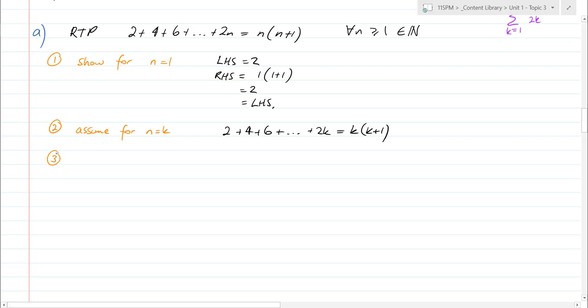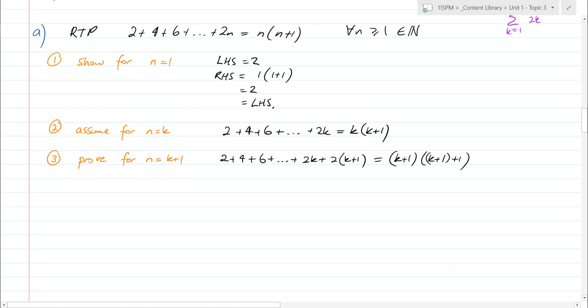Step 3, prove for n equals k plus 1. So I'm going to start by writing down the thing I'm trying to prove using the previous statement. So I get 2 plus 4 plus 6 plus ... plus 2k plus 2(k plus 1). So I've just got an extra term there. And over here, instead of k, I get k plus 1. So it becomes k plus 1 times k plus 1 plus 1. There. So I've just taken the k's out, swapped them for k plus 1.